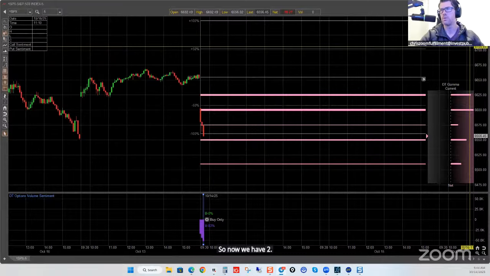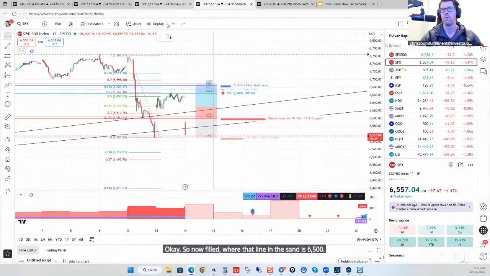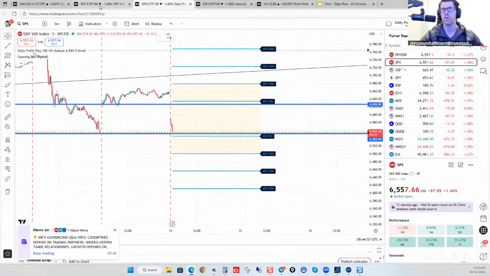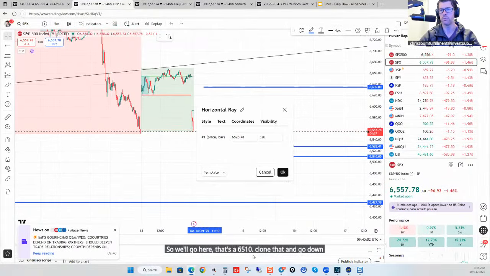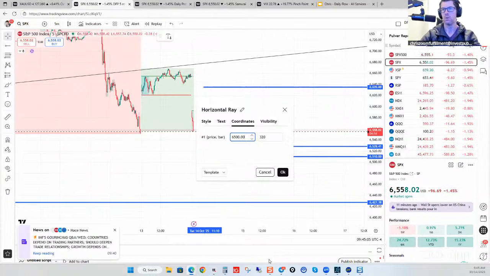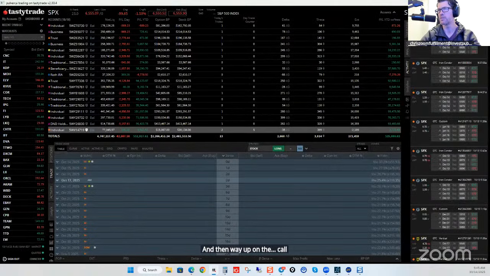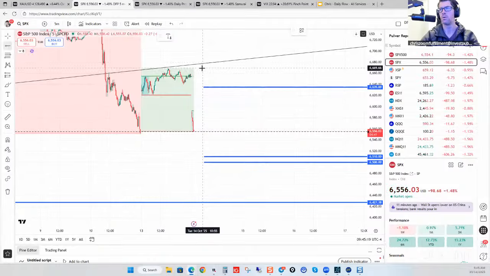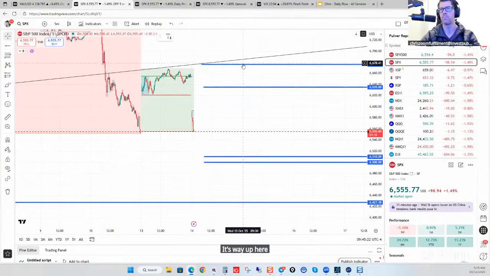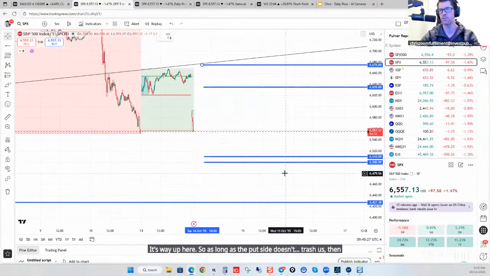Okay. So now filled where that line in the sand is 6,500. So we'll go here. That's a 6510. Clone that and go down to 6,500. And then way up on the call side is 6675. It's way up here. So as long as the put side doesn't trash us, then we should be looking good for almost a full profit on that one, I would imagine.